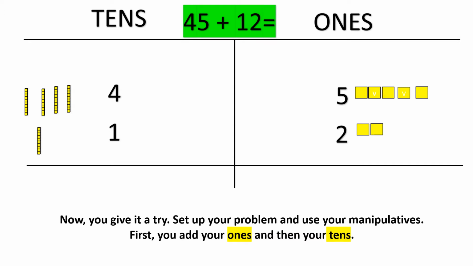Set up your problem on your place value mat. 45 plus 12. Your setup should look just like what's on the screen. Great job. Now, if you want, you can draw pictures next to your numbers to help you add. I used 1 blocks and I used our 10 blocks. Once you're done drawing your pictures, add them all together. So I'm going to add them all together.